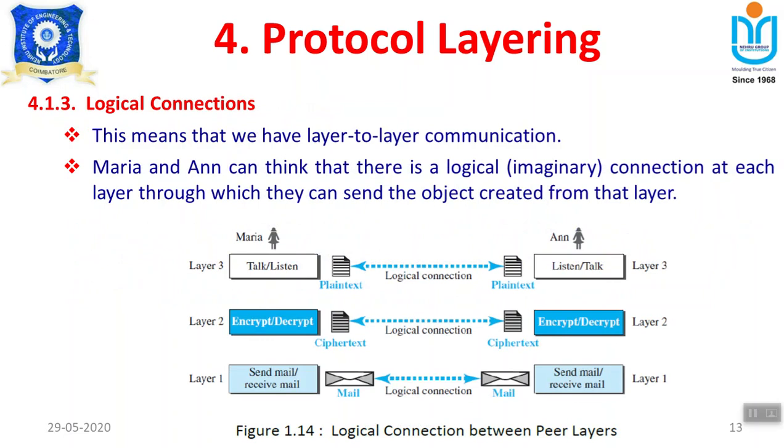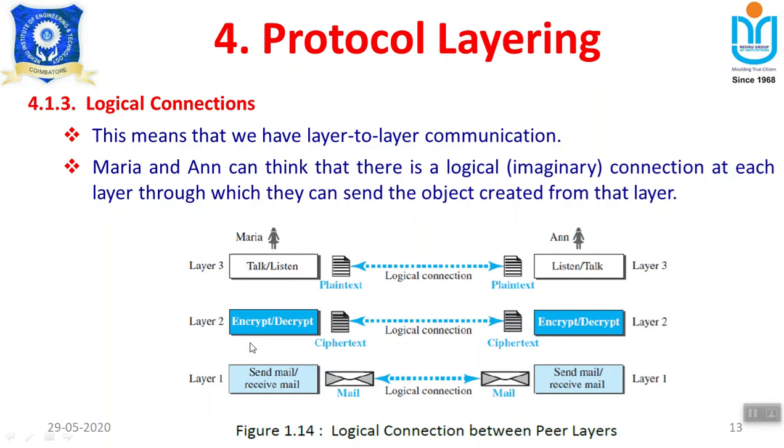And what is the meaning of logical connection? Logical connection is the layer to layer communication. As a user, who is the user? Maria and Anne are the users and they are thinking that there is a direct communication between the layers. So this is one logical connection, this is one logical connection, this is one logical connection. It is totally imaginary. Maria and Anne are imagining that there is a direct connection between the layers. It is not like that.